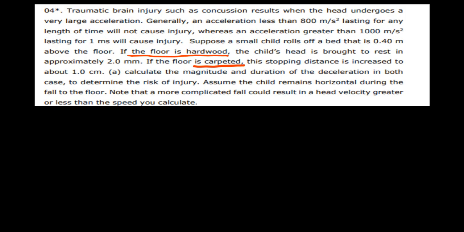So the first question is: calculate the magnitude and the duration of the deceleration in both cases to determine the injury. So let's calculate in both cases. Traumatic brain injury results when the head undergoes a very large acceleration lasting for any length of time, whereas an acceleration greater than that.